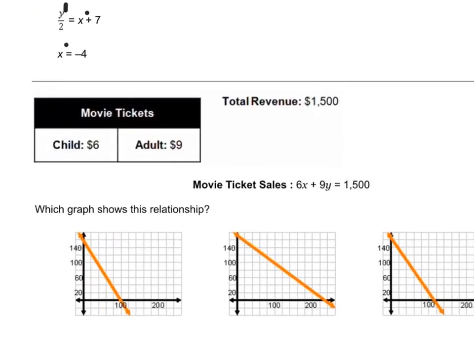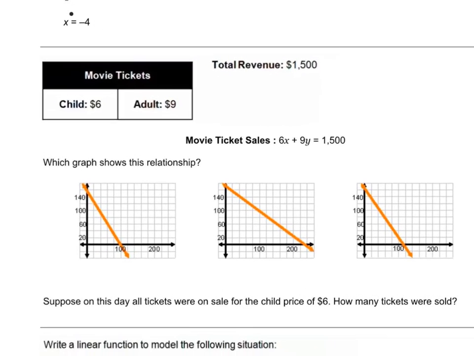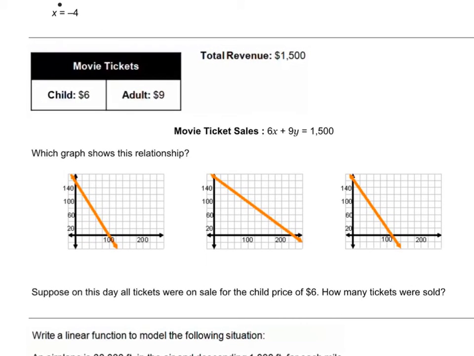Okay, let's take a look at the next problem. The next problem shows us the scenario where we're selling movie tickets. Child tickets for the movie are $6 and adult tickets are $9. The total revenue is $1,500. And so we modeled this situation with this equation, 6x plus 9y is equal to $1,500, okay?